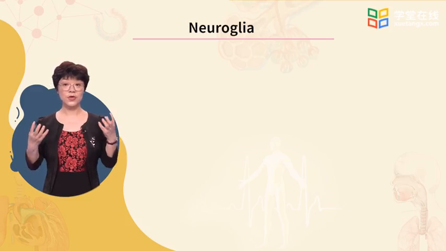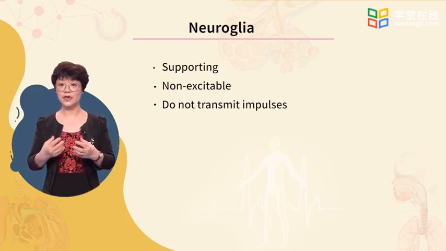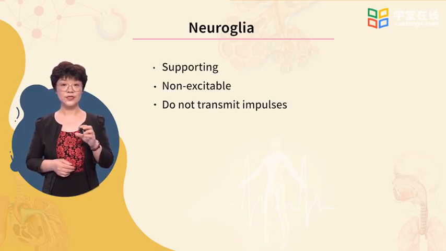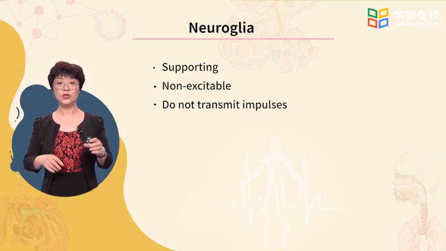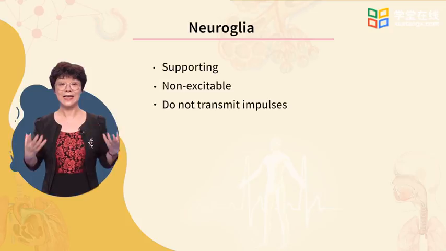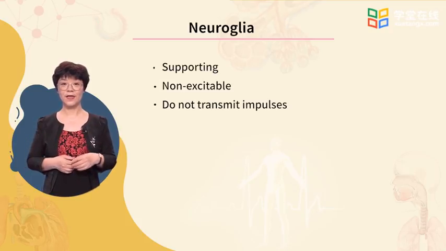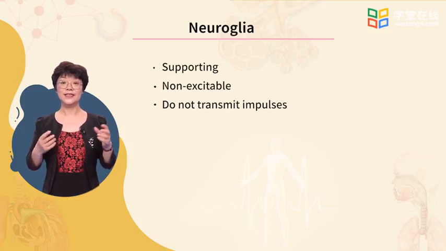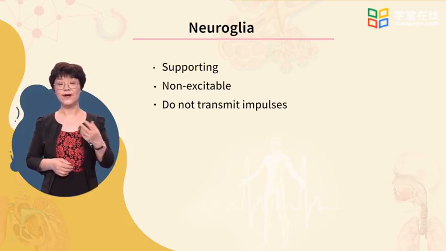In addition to neurons, numerous supporting cells are present in the nervous system. These are non-excitable cells. They do not transmit impulses. These cells are called neuroglia or glia cells. For detailed description of the neuroglia, please read the supplementary materials provided for you.